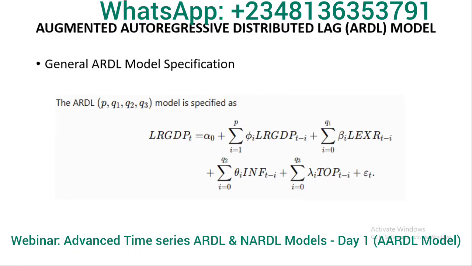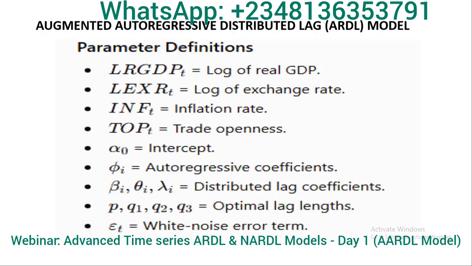We also have our control variable one, inflation rate. You can see it also starts from 0 and ends at Q2. Then we have the last control variable, which is the second control variable. So this is the specification. You can see it is the same specification as the traditional ARDL model.